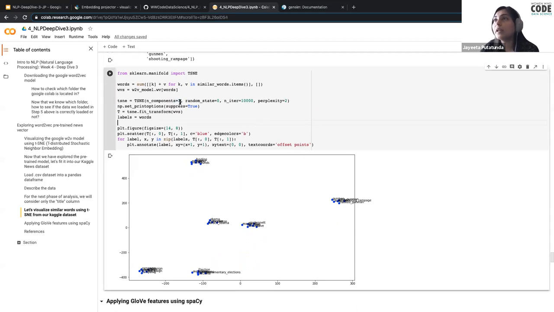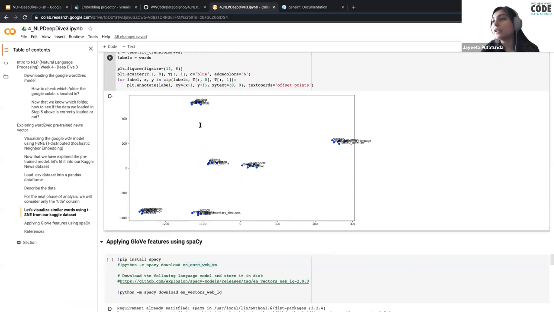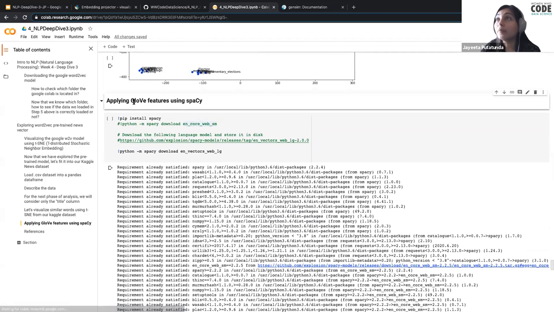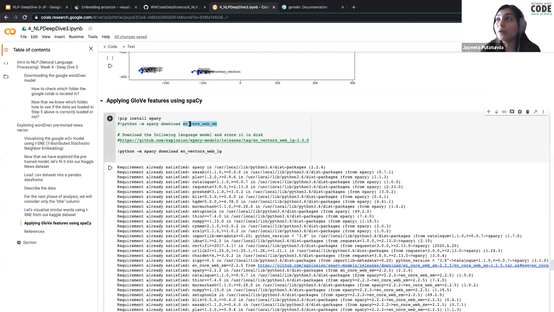You can play around with it, make it 3, change the word and see how it changes your applications. I wouldn't go too deep using spaCy, but I wanted to show you how you can utilize the spaCy features and call the GloVe features for the model that we have right now on the Kaggle dataset. You can just pip install spaCy in a similar way. In the previous sections, if you remember, we were downloading en_core_web_sm, which helped us with the POS tagging and chunking sections. But in this case, we'll be downloading the en_vectors_web_lg file.